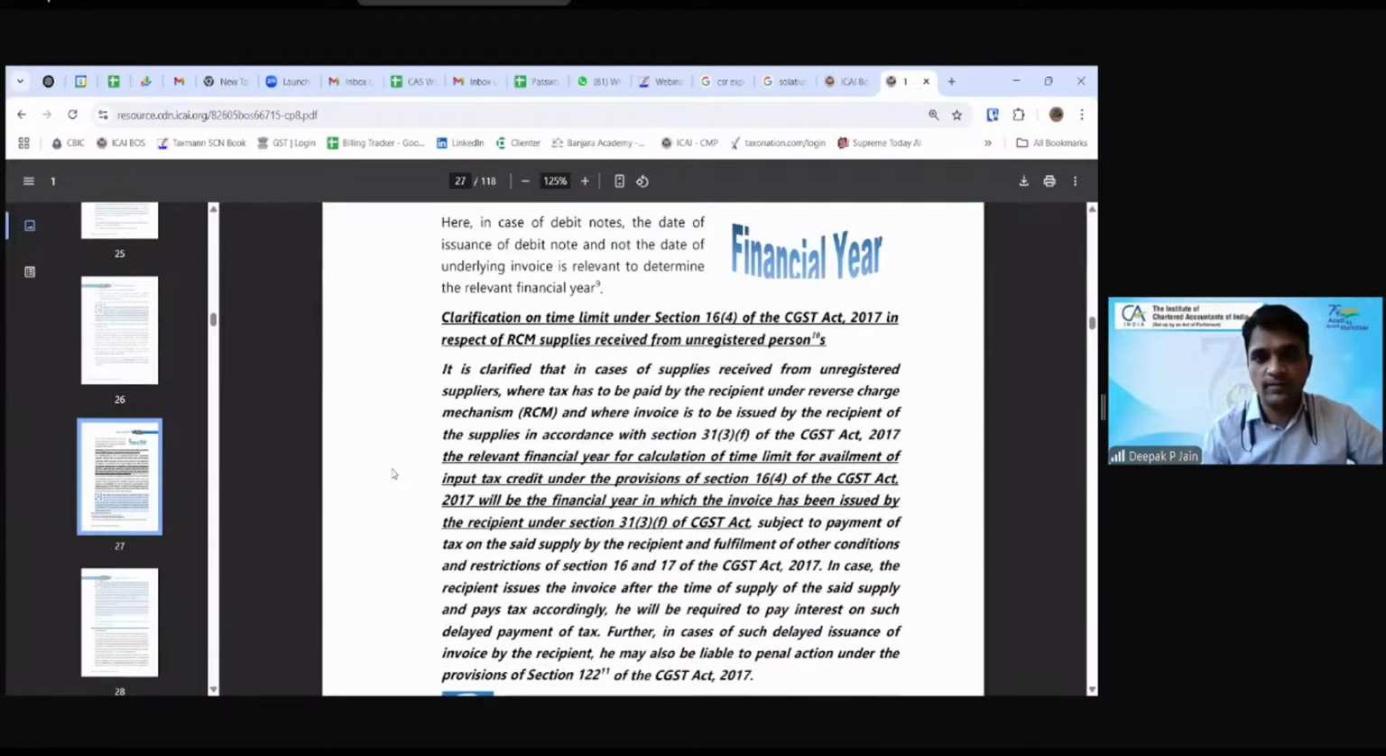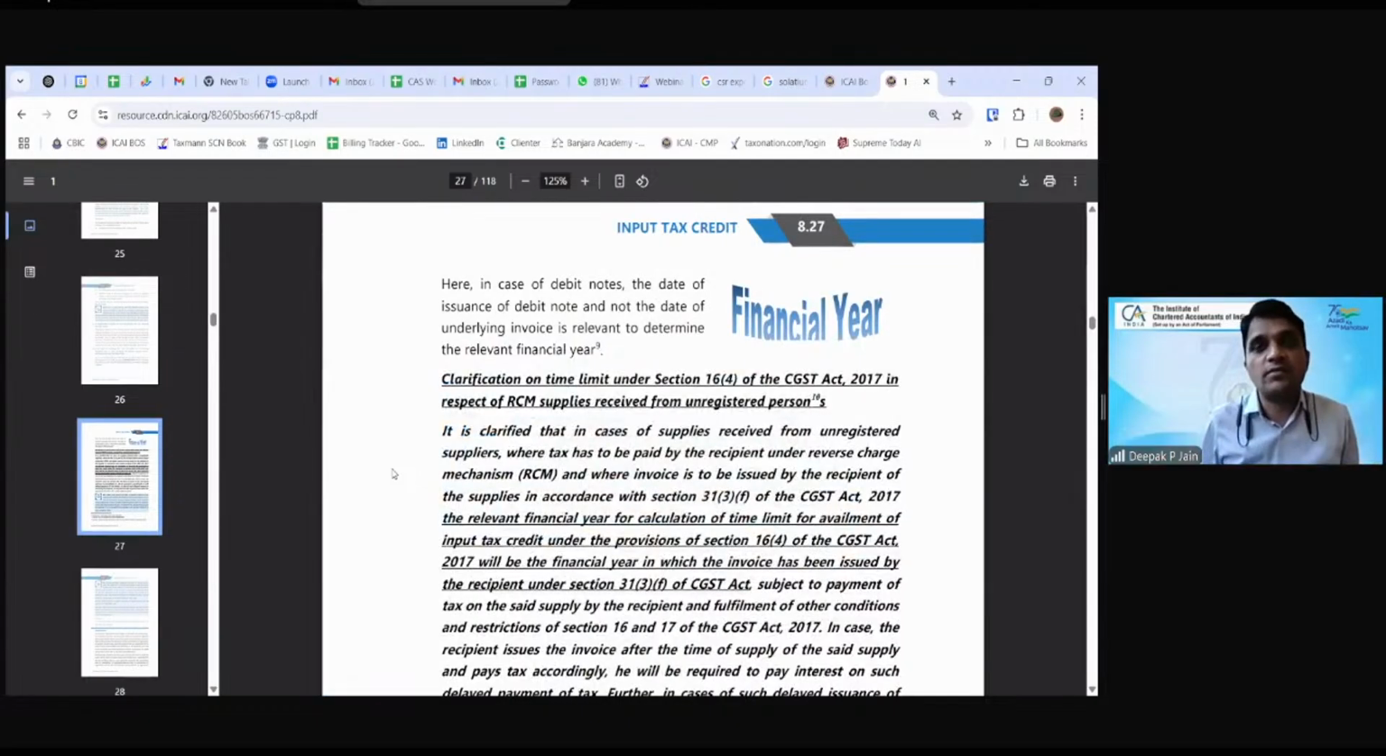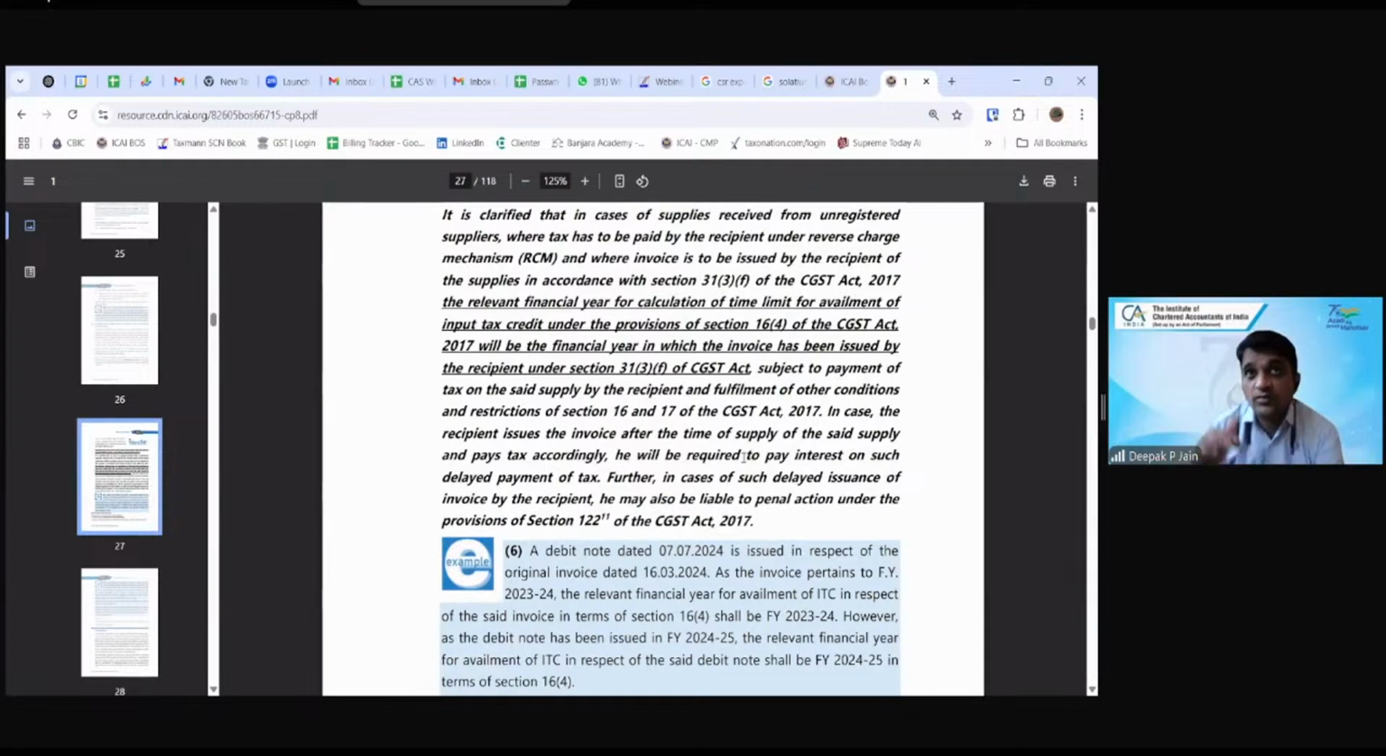Got it? In reverse charge mechanism, if the supplier is unregistered, you can take the credit however old it is. But it says that you may have to pay interest, because you should have raised the invoice back then, but you have raised it today. You may be required to pay interest and you may be liable for penalty under section 122, which is not covered in your syllabus, but you should be aware that for delay, interest and penalty can be levied. Clear? That is the first clarification.